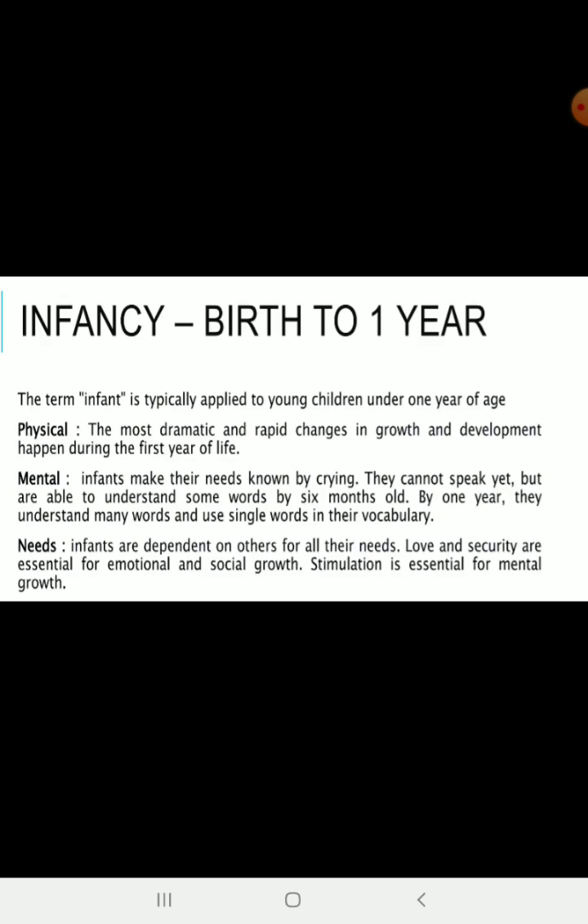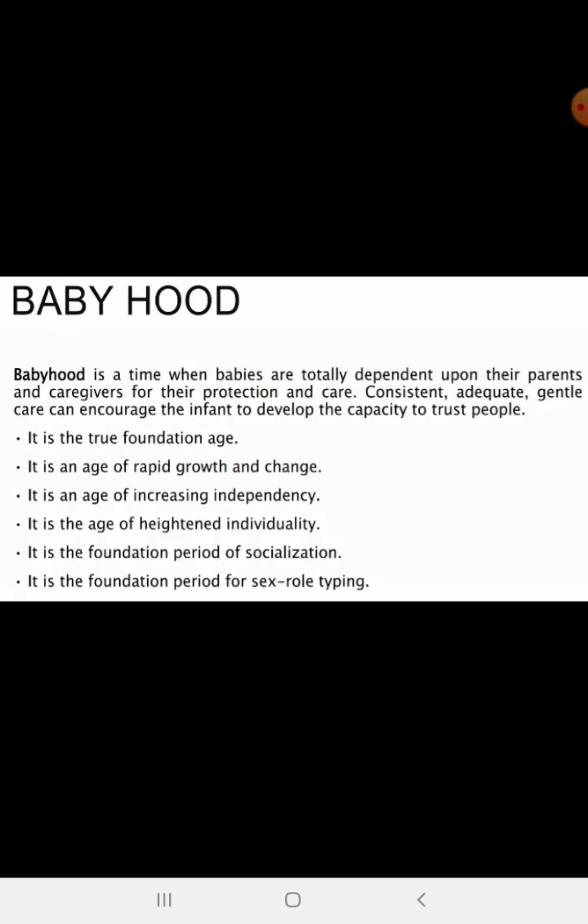First one, infancy, birth to 1 year. The term infant is typically applied to young children under 1 year of age. In this stage, physical development involves dramatic and rapid changes in growth, which happen during the first year of life. Mental: infants make their needs known by crying. They can't speak yet but are able to understand some words by 6 months old. By 1 year, they understand many words and use single words in their vocabulary. Needs: infants are dependent on others for all their needs. Love and security are essential for emotional and social growth. Stimulation is essential for mental growth.